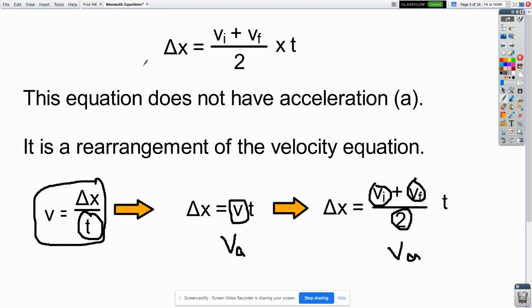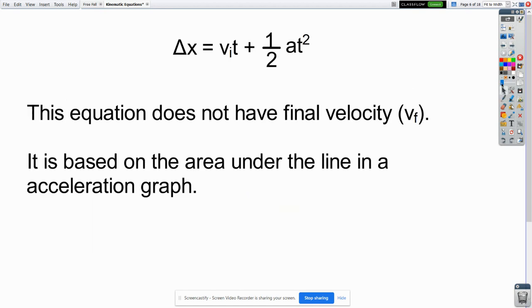So this is just the velocity equation rearranged to solve for delta x with the average velocity replaced with a different average velocity, (Vi plus Vf) over 2. The last two kinematic equations are a lot harder to derive, and that's because this one is based on the area under the line on a velocity time graph. And the other one's a more complicated substitution of a kinematic equation, not one of the basic ones.